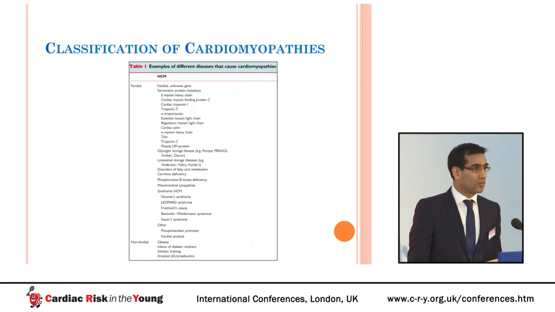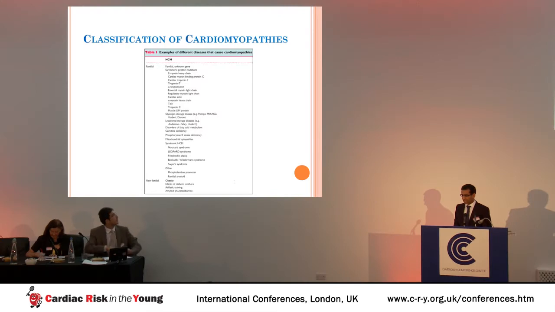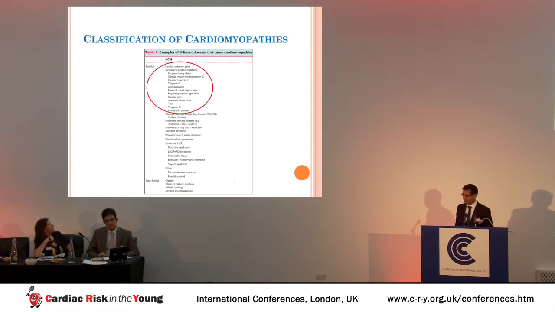So we've moved on a long way from then, and as you all know, HCM is a cardiomyopathy, and this is the ESC's current classification of cardiomyopathies. If you'll note, they actually classify a whole host of conditions as HCM. But for the purposes of this talk, I'm going to stick to that which you and I probably recognise as HCM, i.e. HCM due to sarcomeric protein mutations.